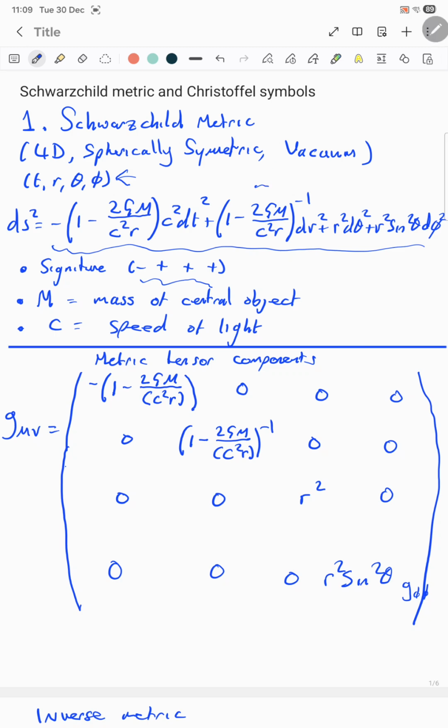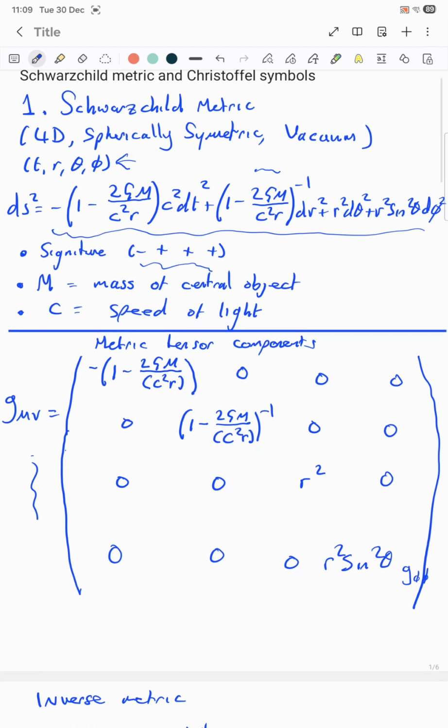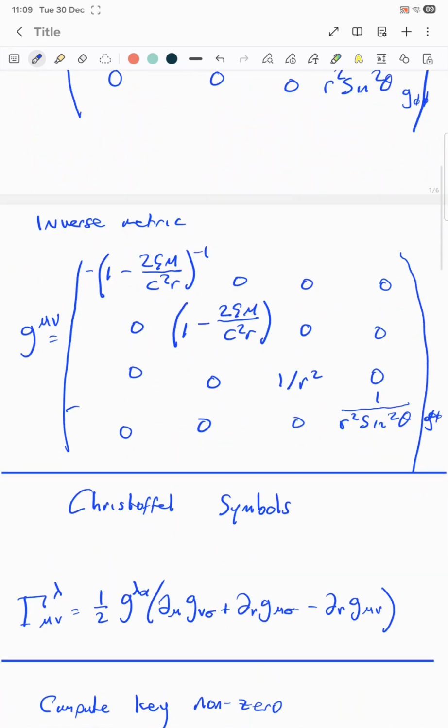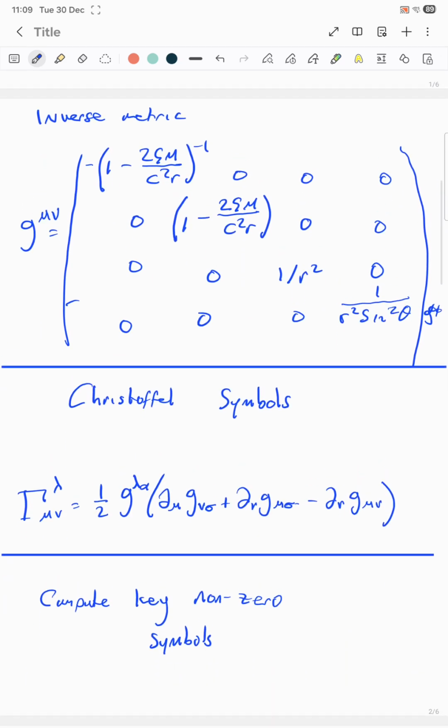These components here may look familiar from Newton's laws. That's where they were originally derived from. Now the metric tensor components are given here, and this is the metric for the Schwarzschild metric. Now the inverse metric is here, so we're just basically inverting everything. Now if we see this part here is g phi phi, and so on.